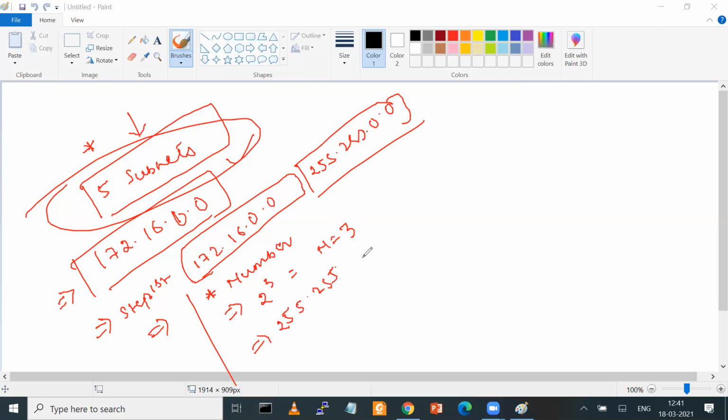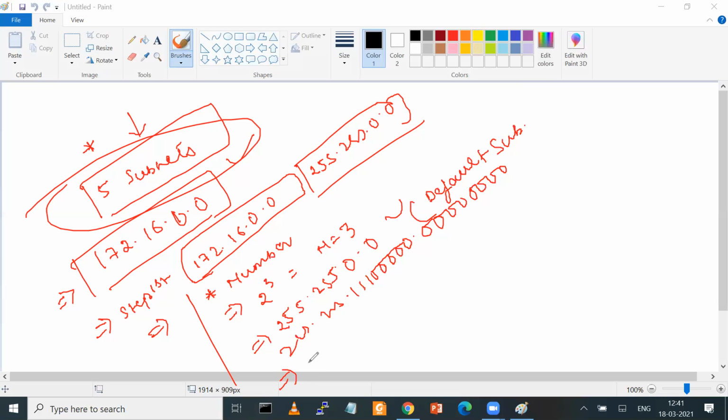The default subnet mask looks like this. This is my default subnet mask of class B. And the new subnet mask will be 255.255 and 3 bits we have to raise, and next should be 00. Now it becomes 255.255, 128+64+32, that is 224.0. So 255.255.224.0. Now I'm going to calculate the block size.